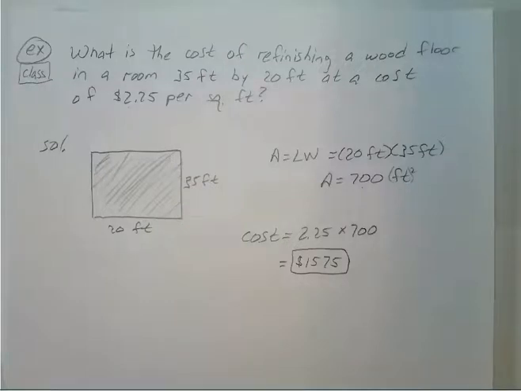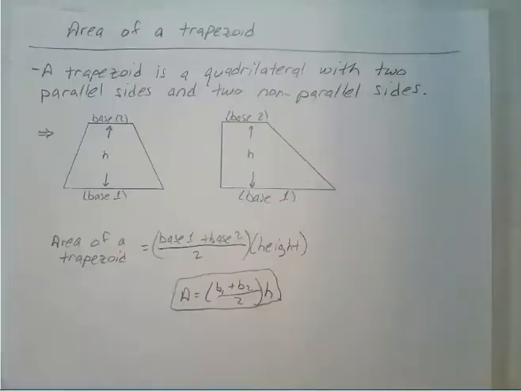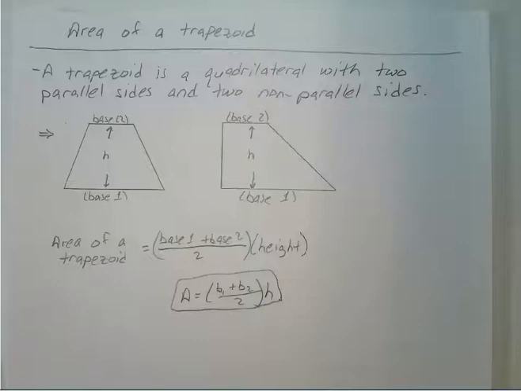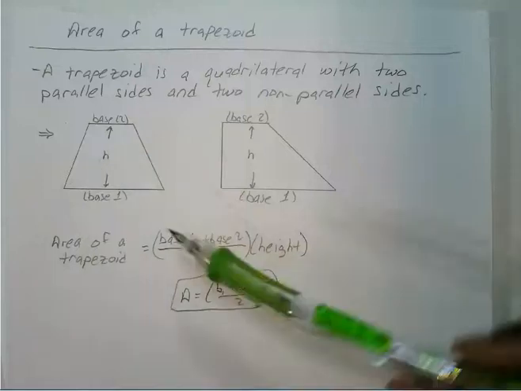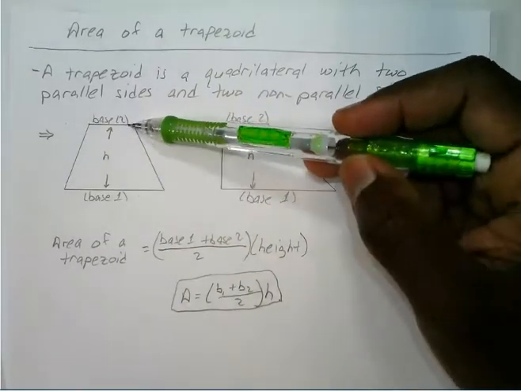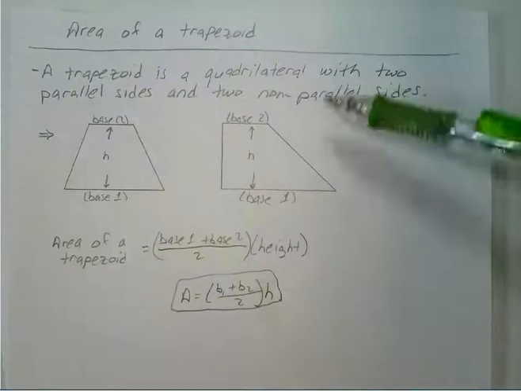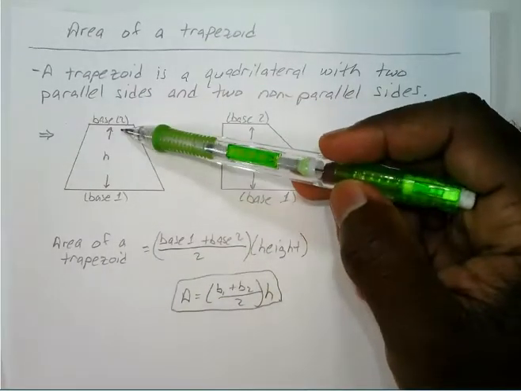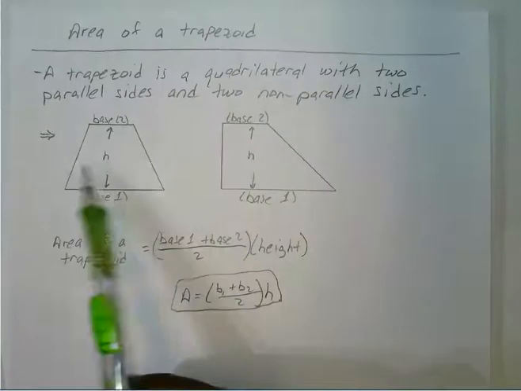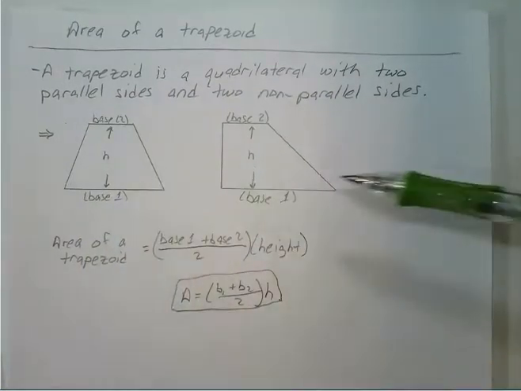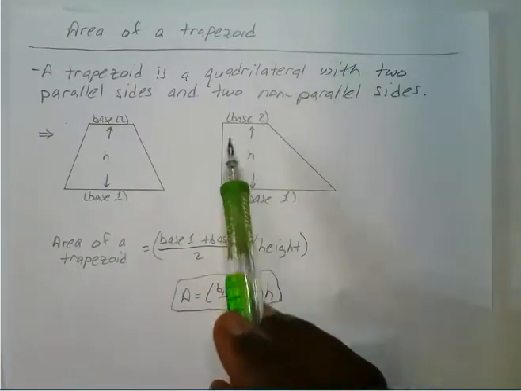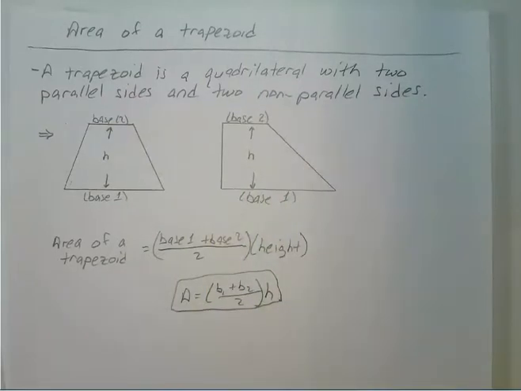All right, so if you're still writing this, feel free to pause it, but we're going to go ahead and move on to our last example. And that involves the area of a trapezoid. Now, a trapezoid does not have two sets of parallel sides. A trapezoid has one set of parallel sides and two sides that are not parallel. If you see here, the base 1 and base 2 are your parallel sides. The other two sides are not parallel. Same thing here. These two sides are parallel. These two sides are not.